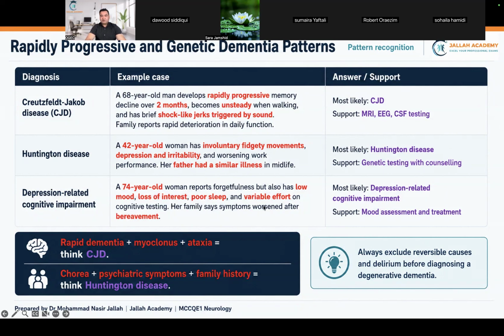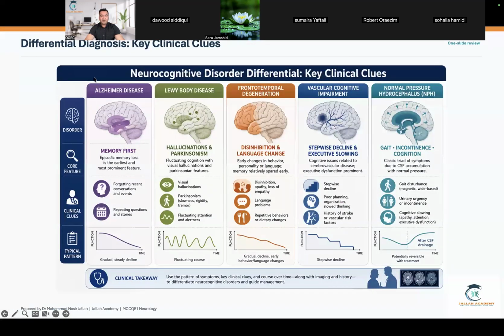Depression related, obviously we know this, it's easy: low mood, low interest, poor appetite, poor sleep, variable efforts, and the patient has depression-related cognitive impairment: mood assessment and treatment. So rapid dementia plus myoclonus, ataxia, think about CJD. Chorea, psychiatric symptoms, think about Huntington disease. Always exclude reversible cause and delirium before diagnosing degenerative dementia.